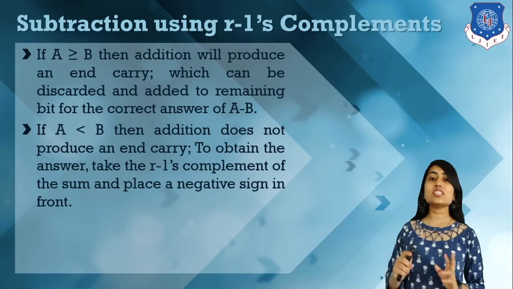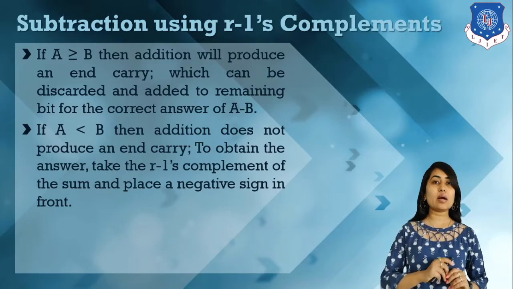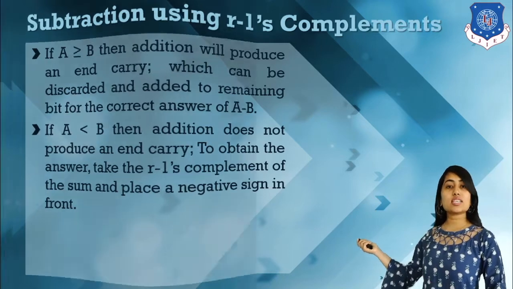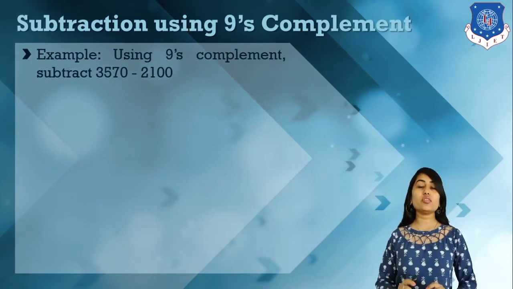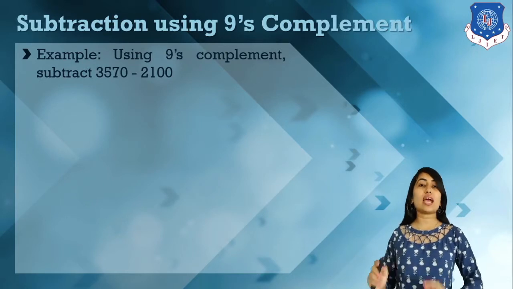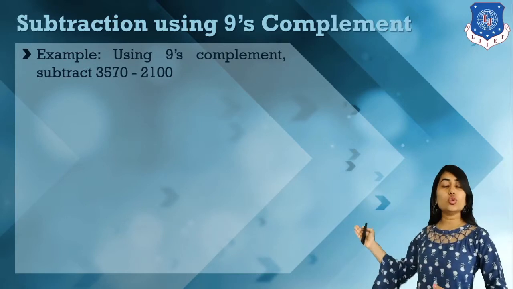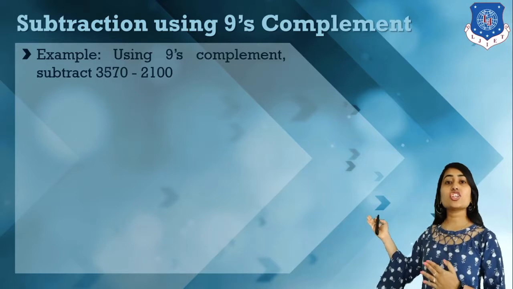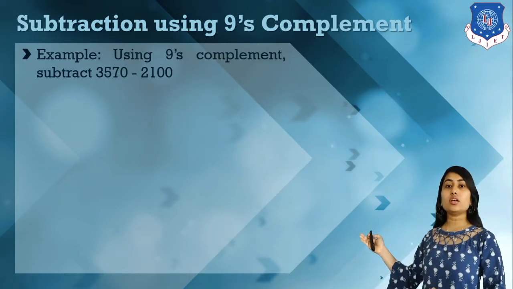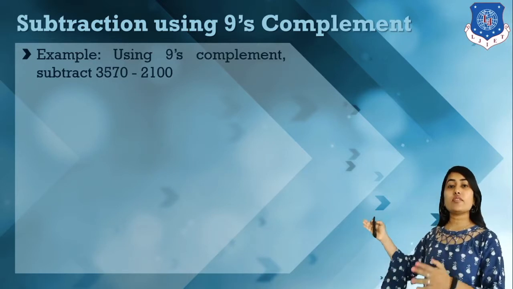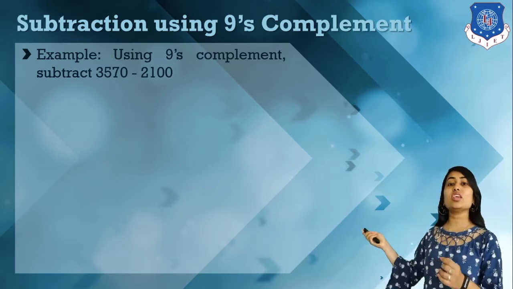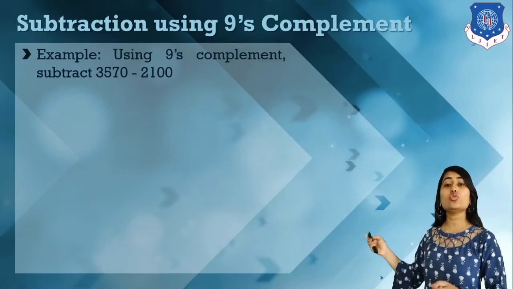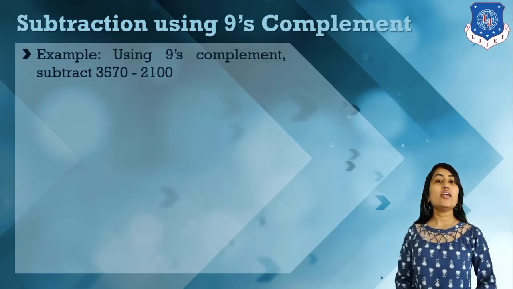Now let's discuss all this with an example. Here we have a first example: subtraction using 9's complement. We have to perform 3570 minus 2100 using 9's complement.